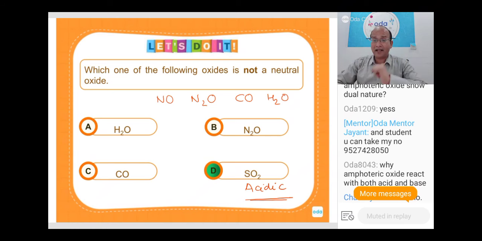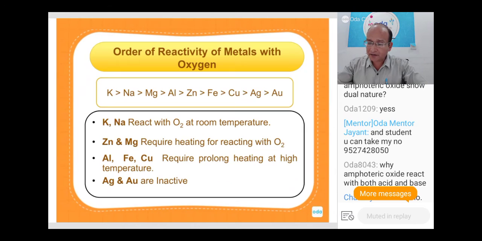You all are aware of sulfur dioxide. Sulfur dioxide is responsible for what? Acidic rain. Why is it acidic? It is a non-metal oxide, and non-metallic oxides are acidic in nature. So I hope this is clear to everyone. Now comes the next question.